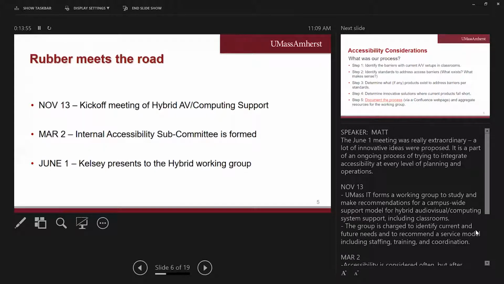So in November, we had the first meeting of this big committee on the AV computing support. We call it different things, I guess. So we formed this working group.